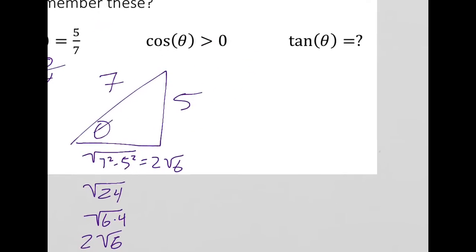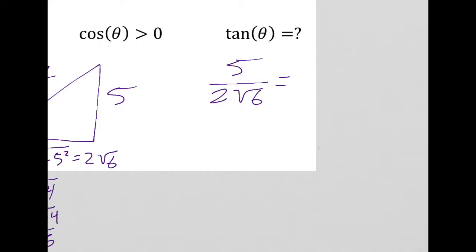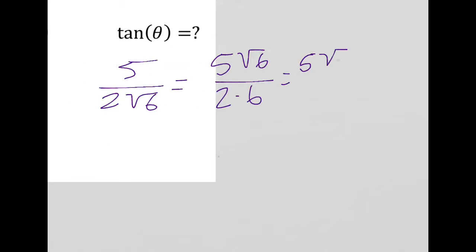And then we want to know what is the tangent of theta. Well, tangent is opposite over adjacent. So we're going to get 5 over the adjacent side, which is 2 root 6, which we would rationalize to 5 root 6 over 2 times 6. So 5 root 6 over 12.